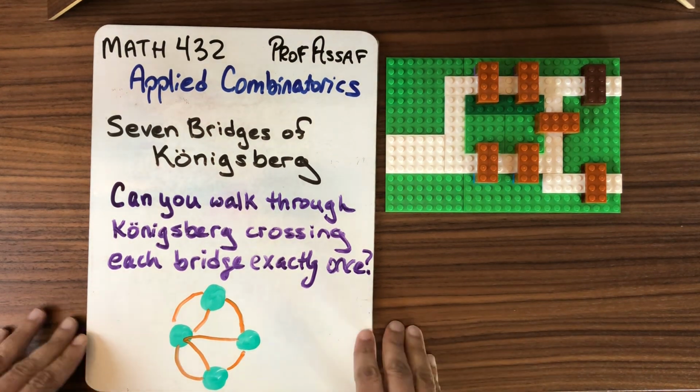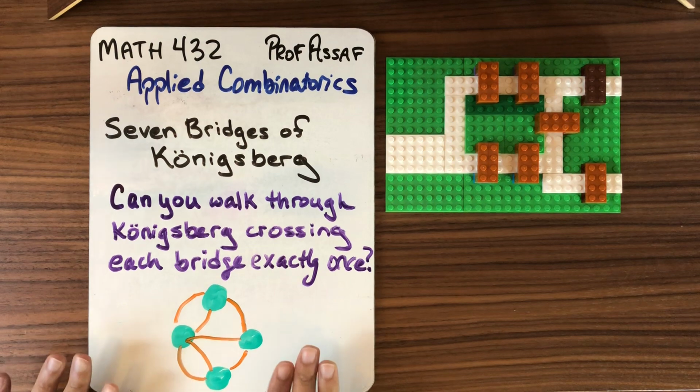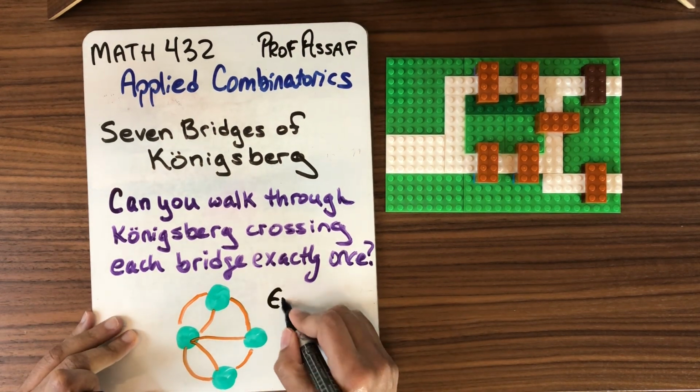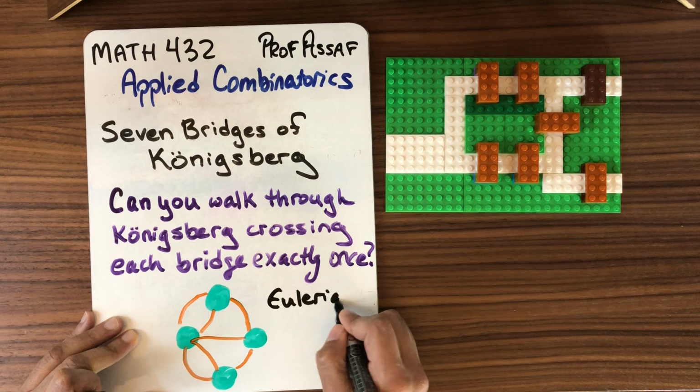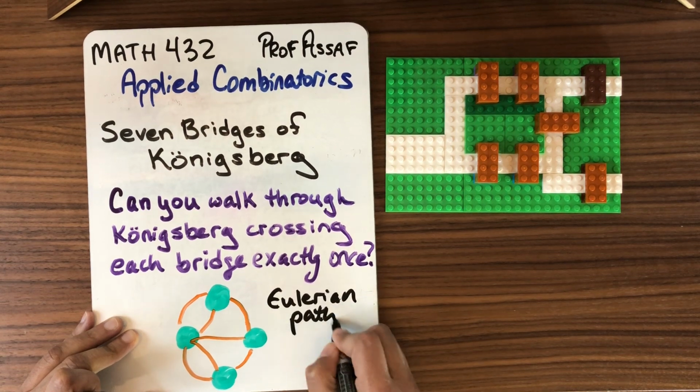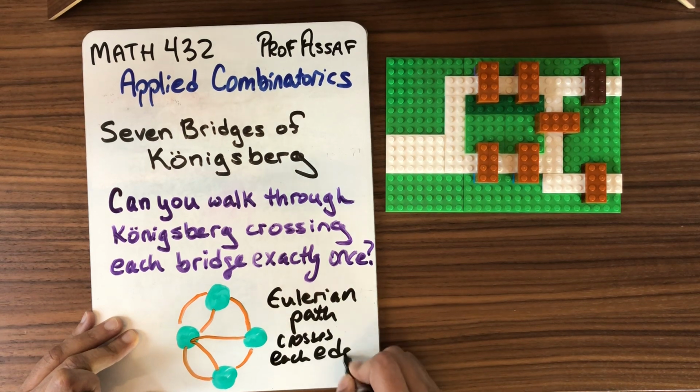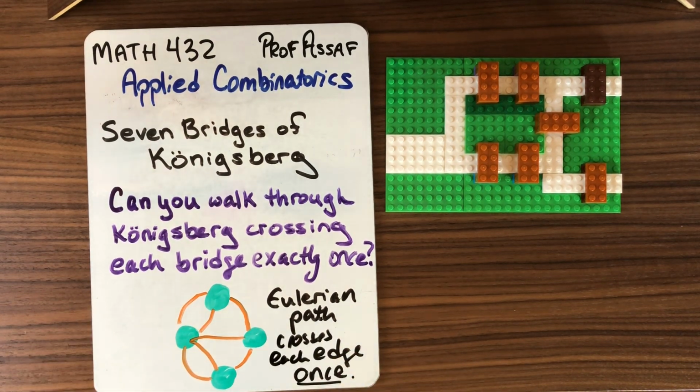And so now the question that we're asking ourselves is, given a graph, can you find an Eulerian path? So that's the term that we now give to these. An Eulerian path crosses each edge once and only once.